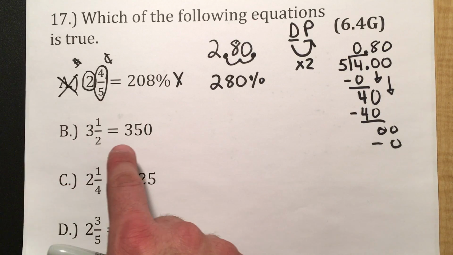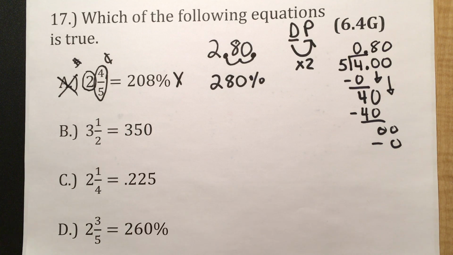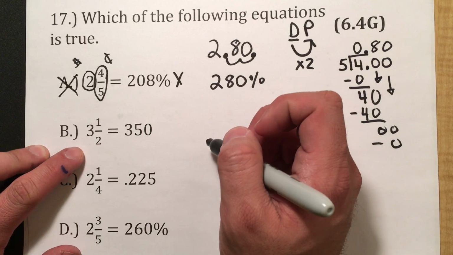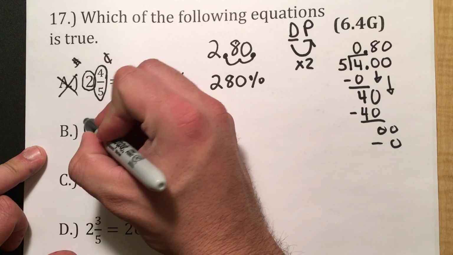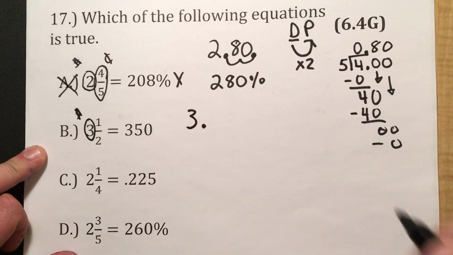So we have 3.5, and they're saying that is equivalent to 350. So let's go ahead and change 3.5 to a decimal, I'm sorry. 3, we're going to think of this as dollars. So put that in the ones place, $3.